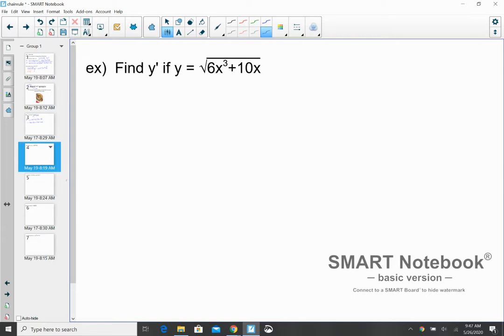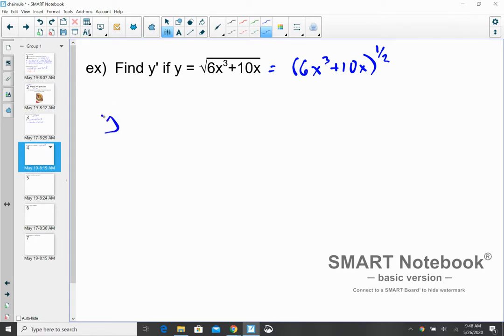Now, here's another one. But before I even get to it, I probably need to write it out a little bit better, make it a little bit more obvious. So a square root would be to the 1/2 power. By the way, notice the change in notation here. I call this function y, and I'm looking for y prime. What I do is the exact same thing. What I call it is what's different. So now the outside part would be the 1/2 power, and the inside part would be the 6x to the 3rd plus 10x.